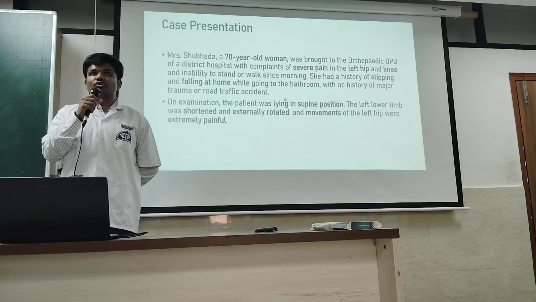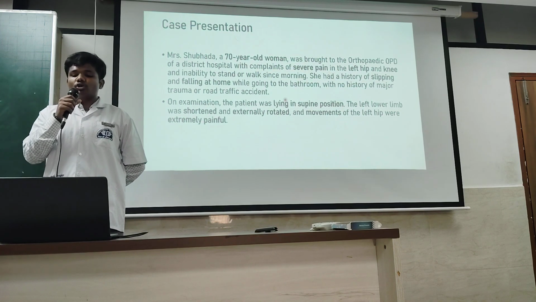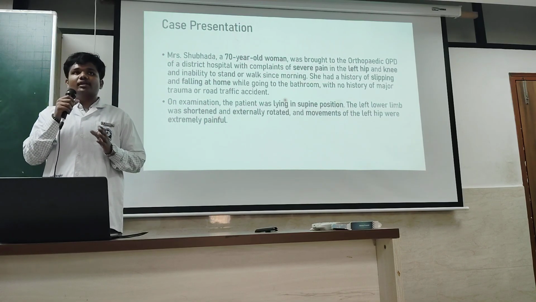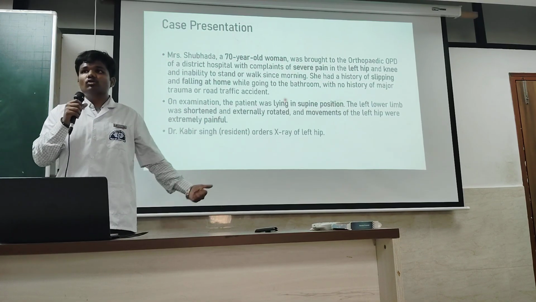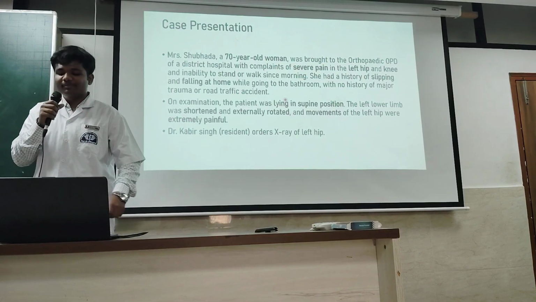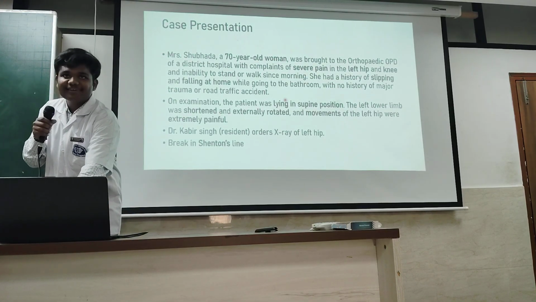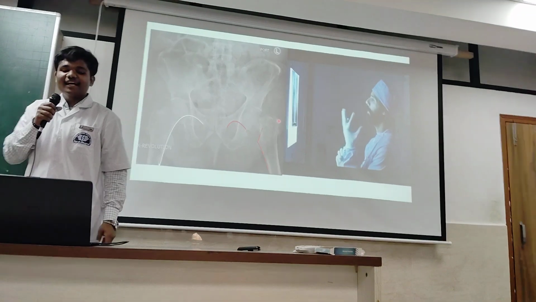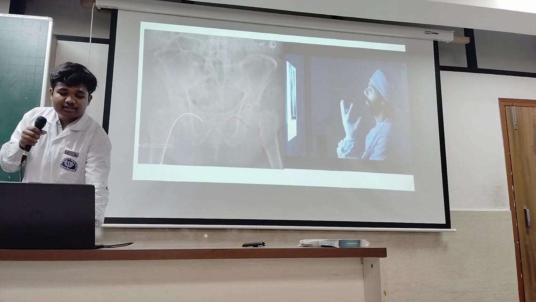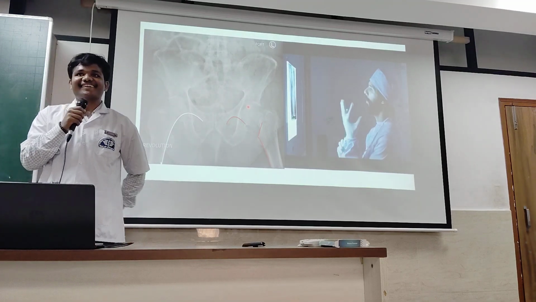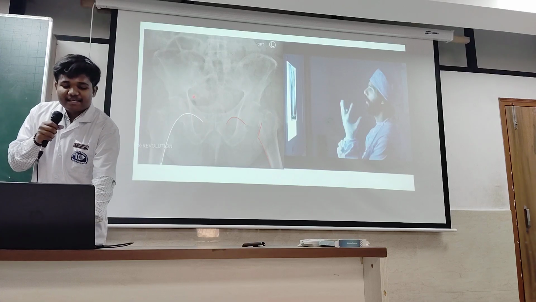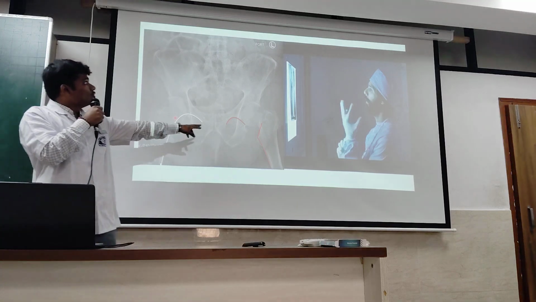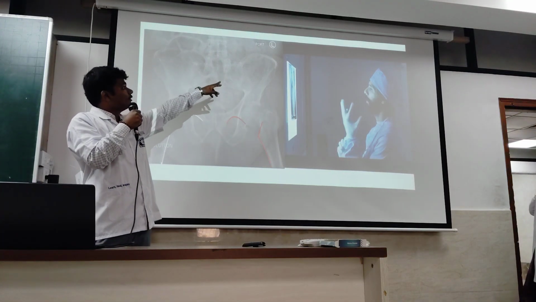On examination, she was lying supine and the limb was shortened and externally rotated. She complained of extreme pain in the left hip. So the doctor ordered an X-ray of the hip. As you can see, the white line shown here is normal. And on the left side, this is the left hip X-ray.